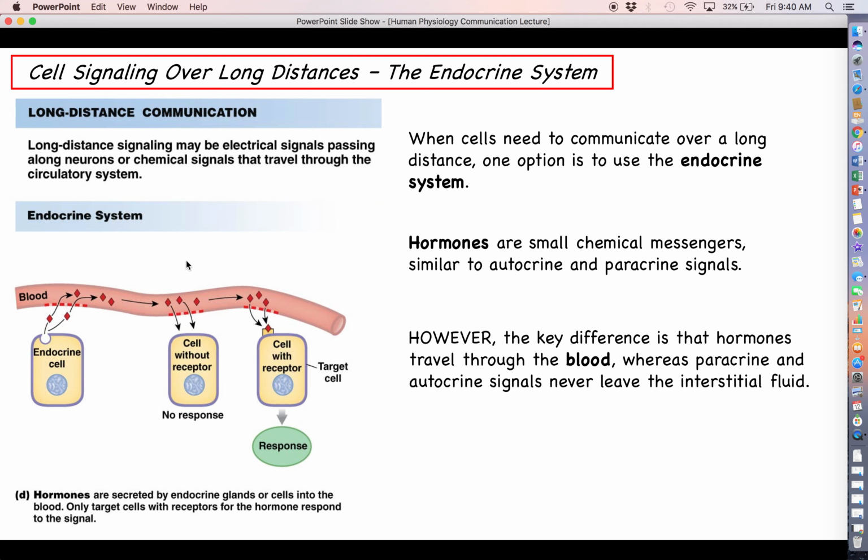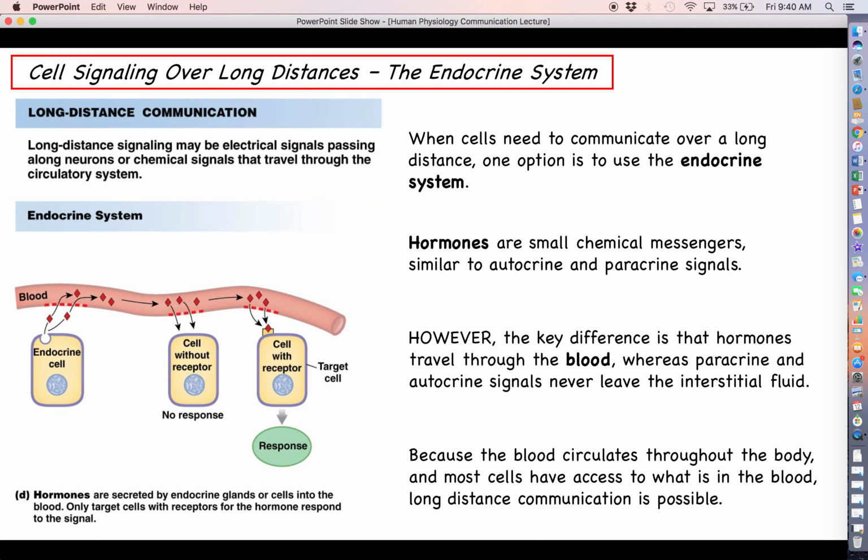However, by having an endocrine cell secrete its hormone into the blood, and because we understand the blood circulates throughout the body, we can achieve long-distance communication just by having the blood carry that messenger molecule, carry that hormone, kind of like writing a message on a piece of paper and then throwing it up into the wind. The wind will carry it a very long distance. So like I said, because the blood circulates throughout the body, and because most cells in the body will have access to what is in the blood, this is what makes the long-distance communication possible.